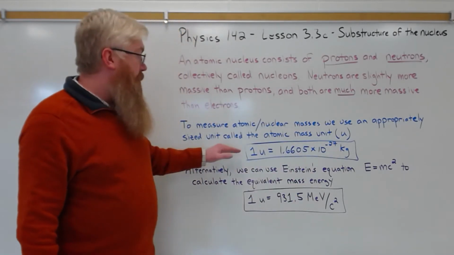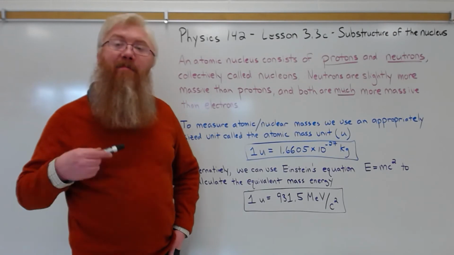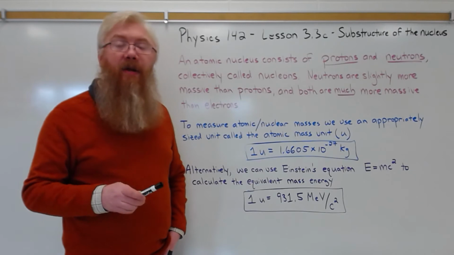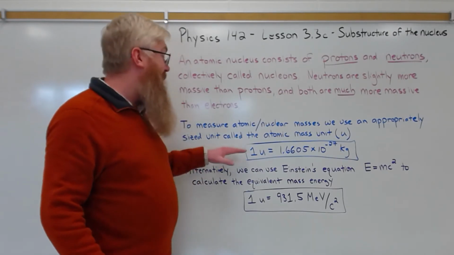It turns out a proton is about one atomic mass unit. A neutron is about one atomic mass unit. They're not identical to one atomic mass unit, but they're approximately one atomic mass unit, which is why that scale is chosen.